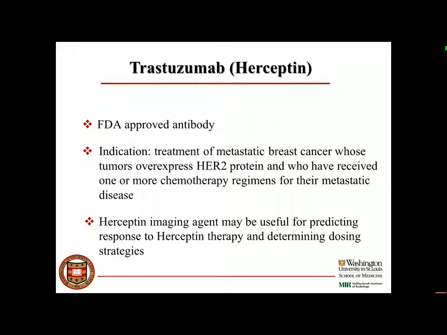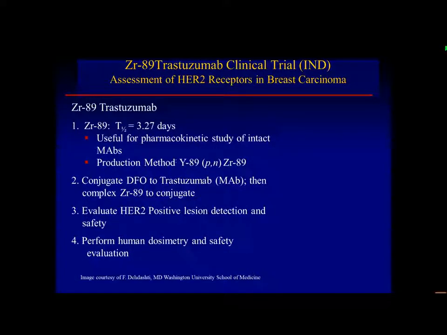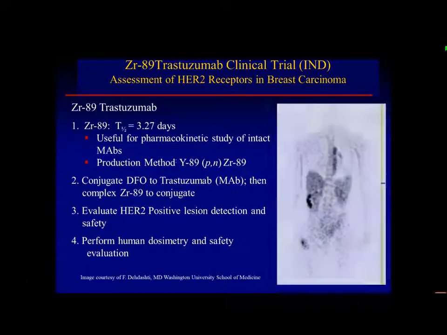Trastuzumab, which is Herceptin, is an FDA-approved antibody for the treatment of metastatic breast cancer overexpressing HER2. And Herceptin imaging may be useful for predicting response to Herceptin therapy and determining the dosing strategies. This is actually an ongoing clinical trial at Washington University with zirconium-labeled trastuzumab. Zirconium has a roughly 3.3 day half-life.